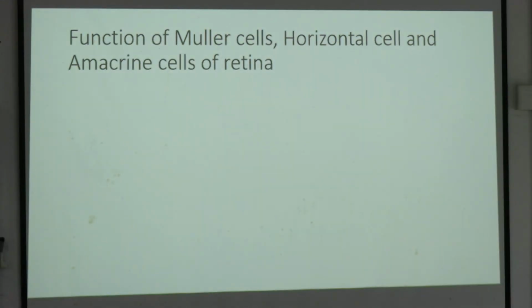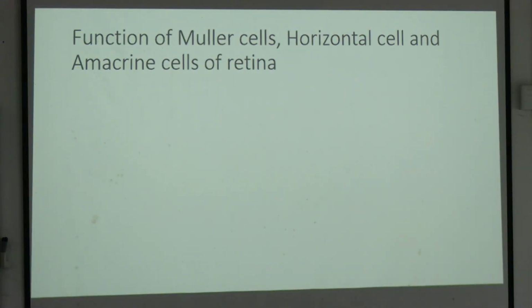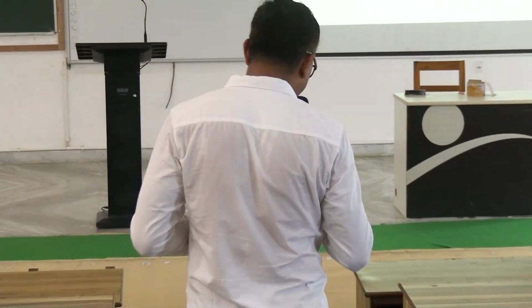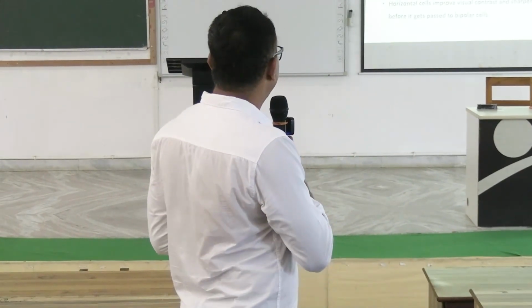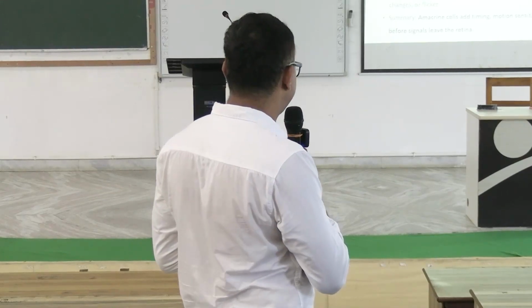Now the functions of Muller cells, horizontal cells, and amacrine cells: these are all supporting cells, and they help in the metabolism of the layers. These are supporting cells, scaffolding cells, and they also help in metabolism and supplying nutrition to the retina. So Muller cells, horizontal cells, and amacrine cells.